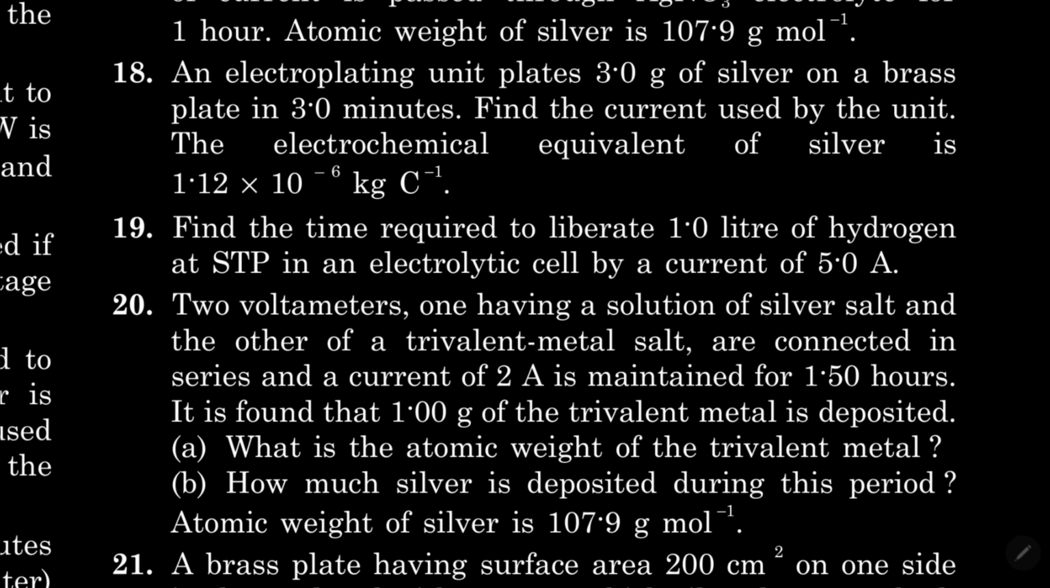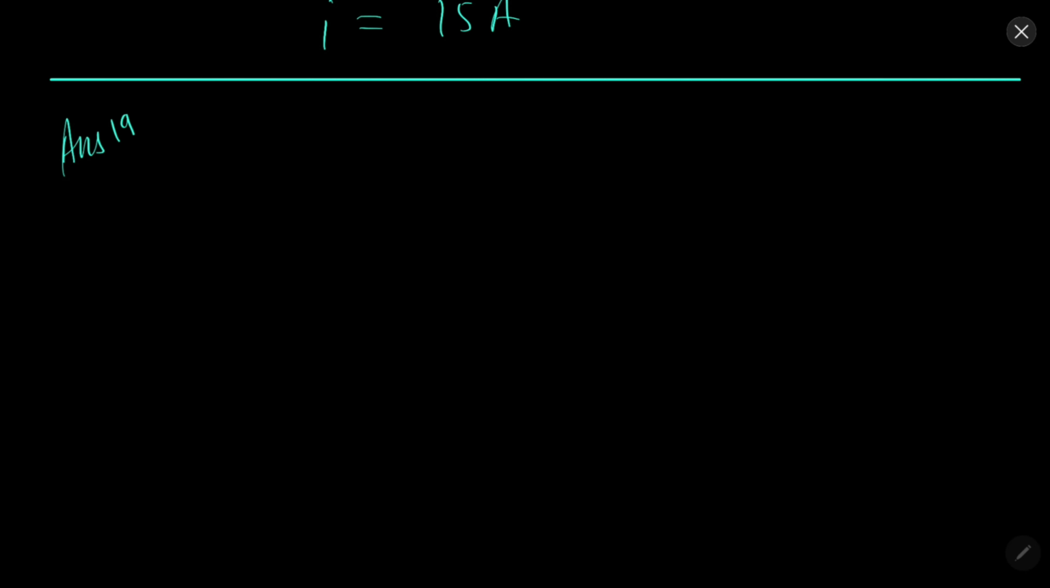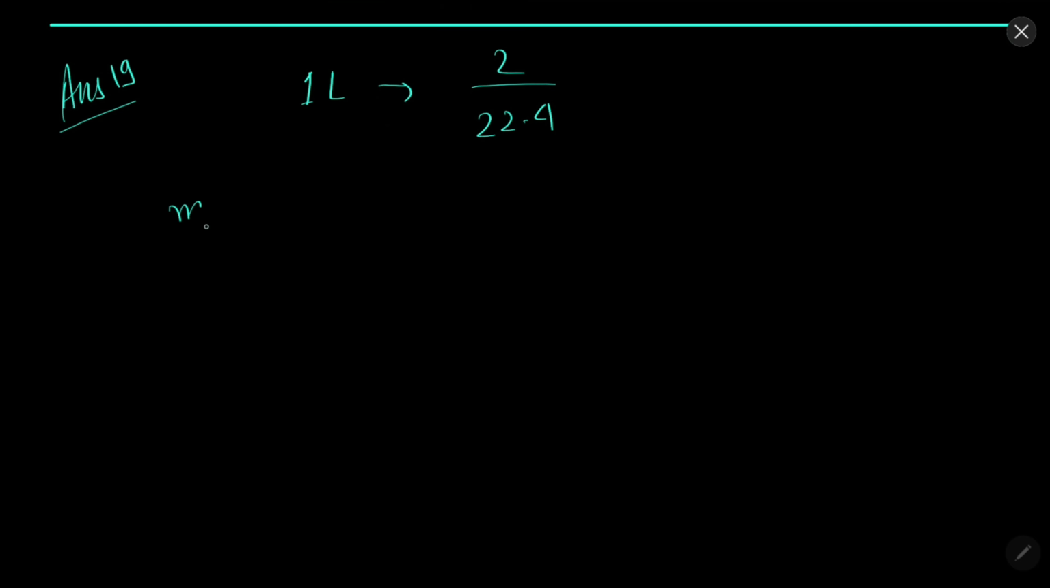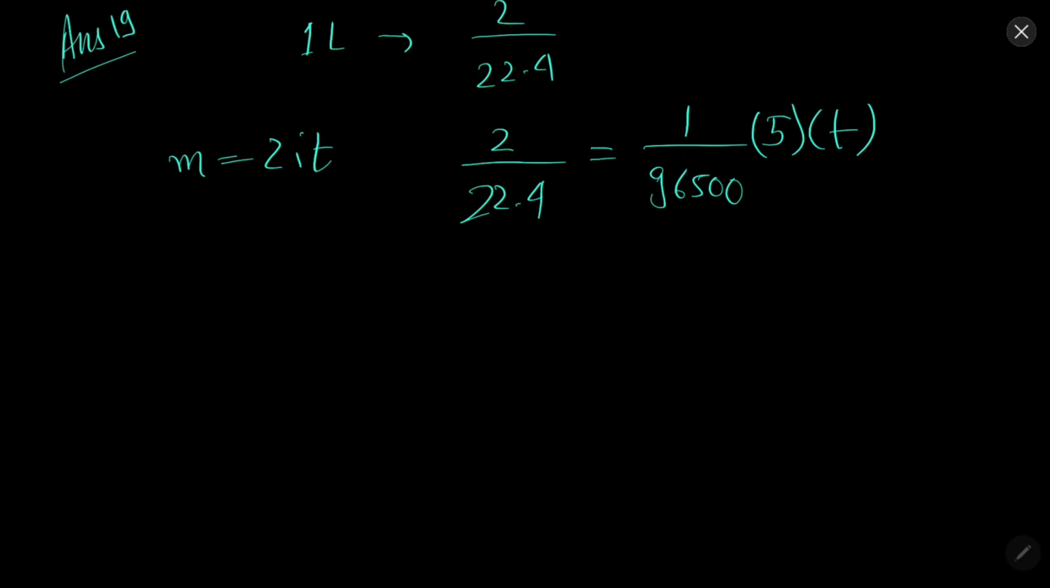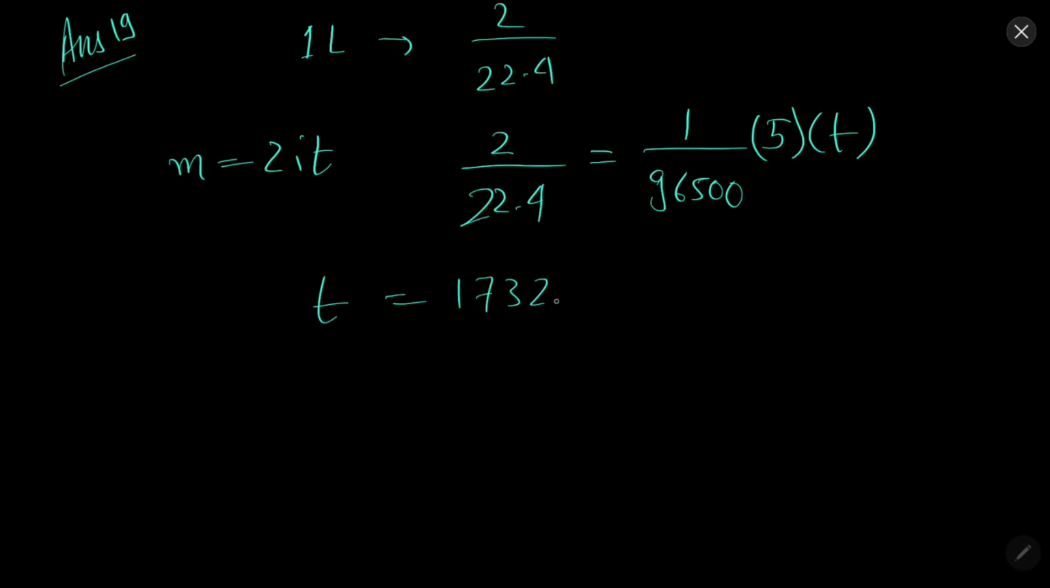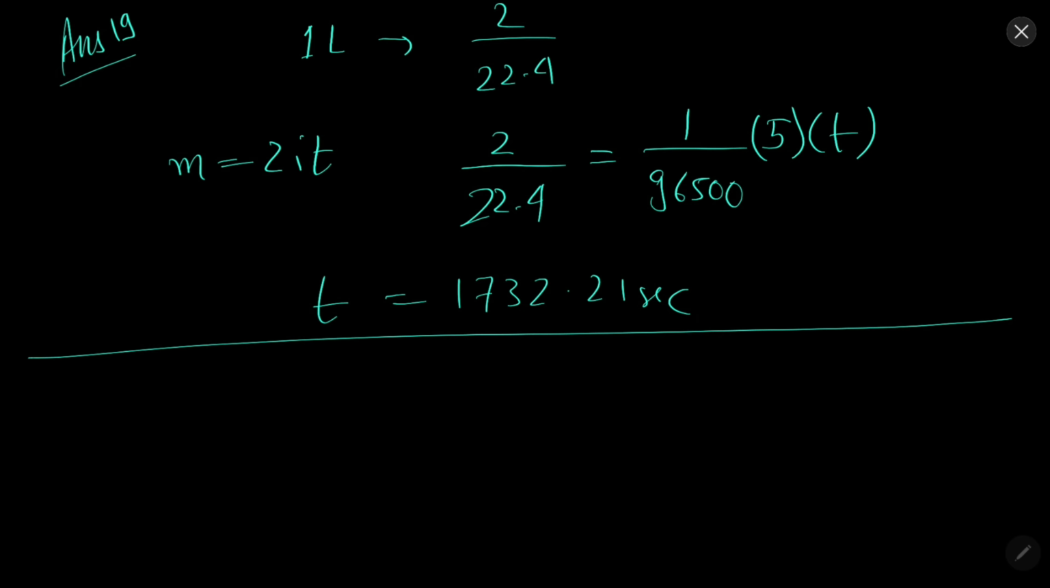In 19, we need to find the time required to liberate hydrogen. Solution 19. So for 1 liter, 2 and 22.4, mass is ZIT, 2 by 22.4 equals 1 over 96500 into 5 into T. So T will come out to be 1732.21 second.